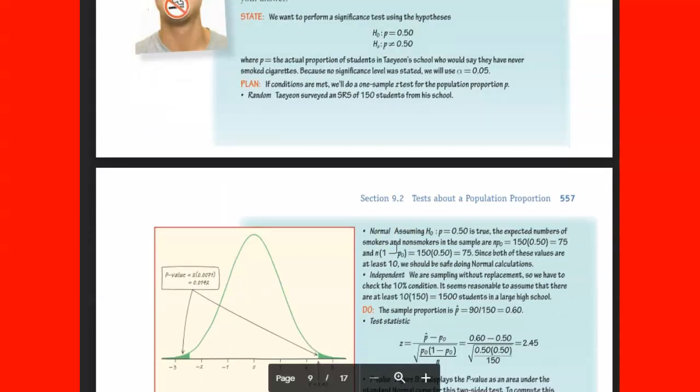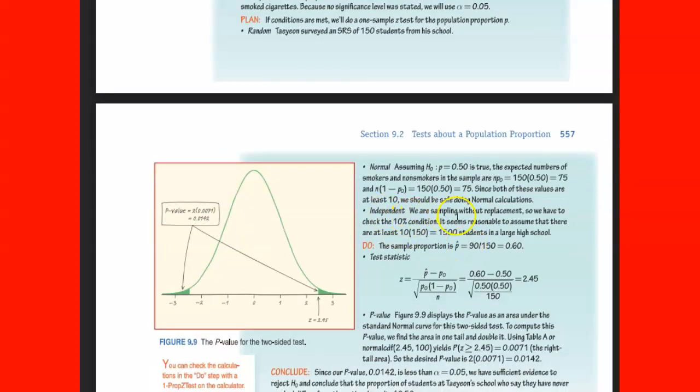The plan portion, that's your conditions, as always. Randomness, it was stated. Normality, n times p and n times 1 minus p are both bigger than 10, so it should be approximately normal. Independence, well, we asked 150 kids.